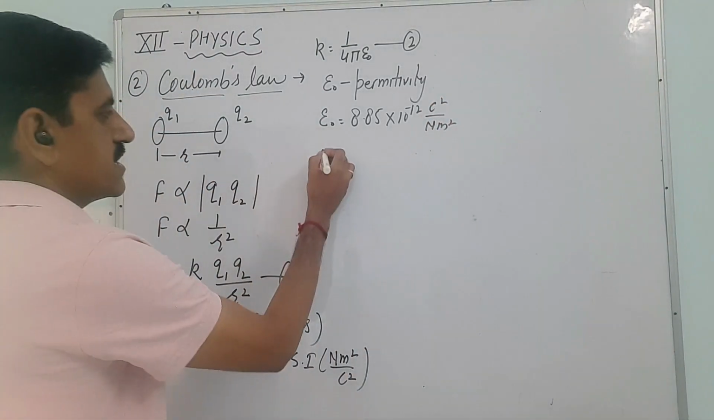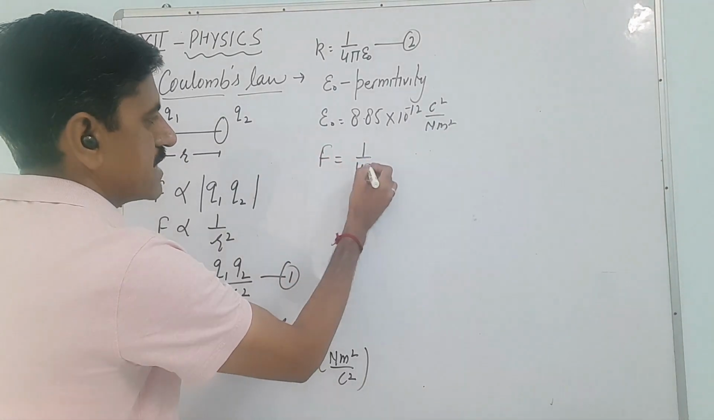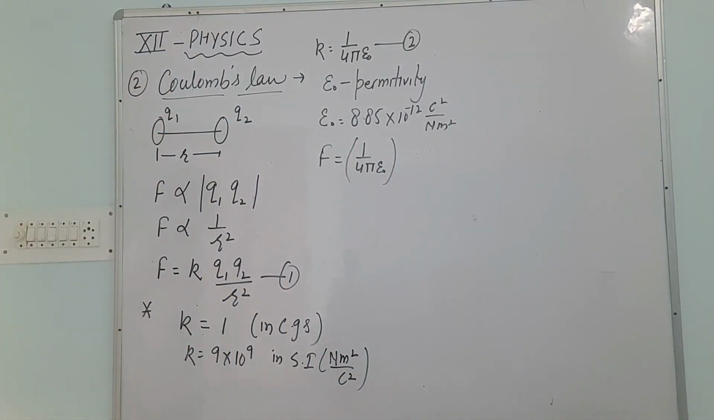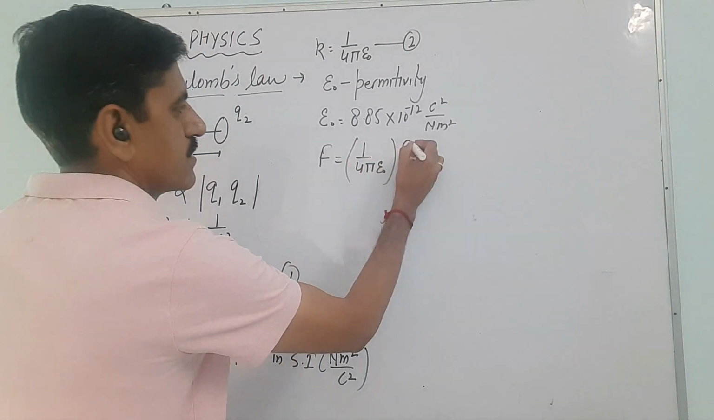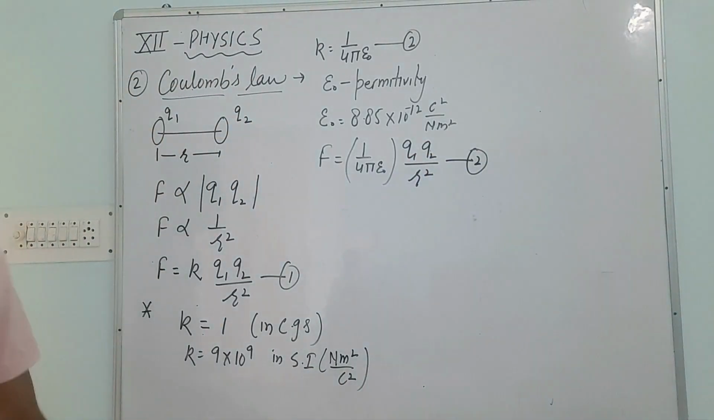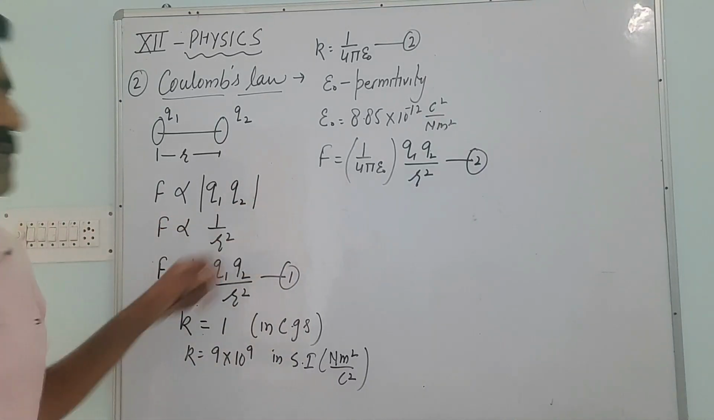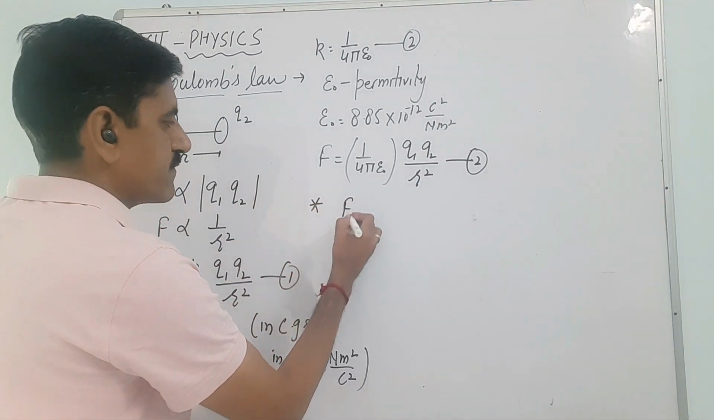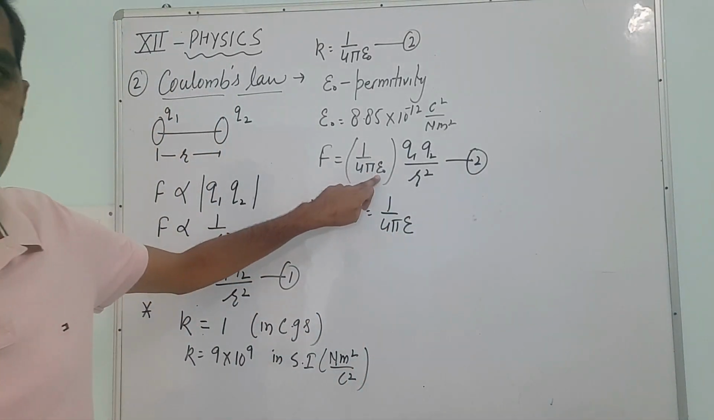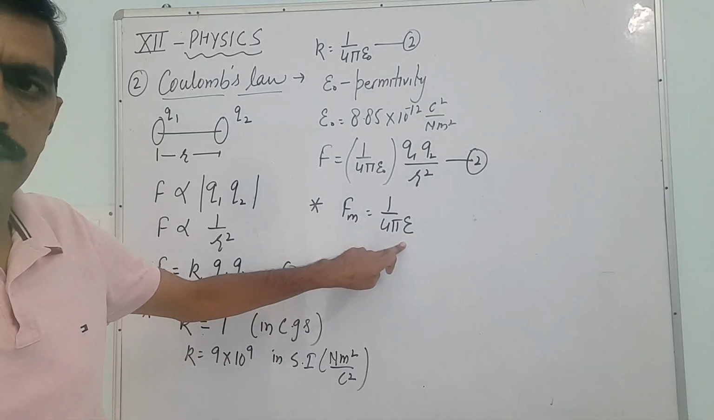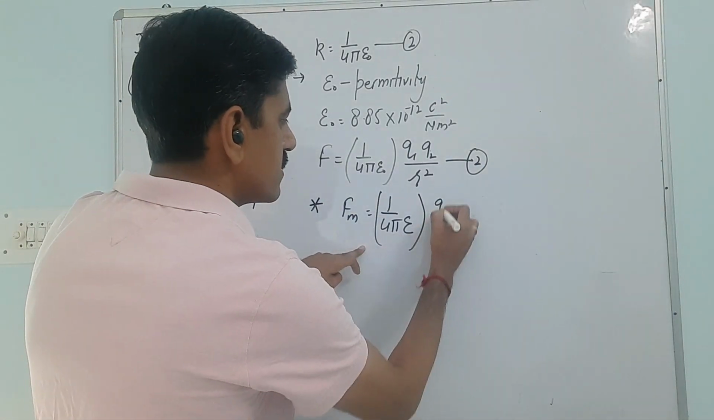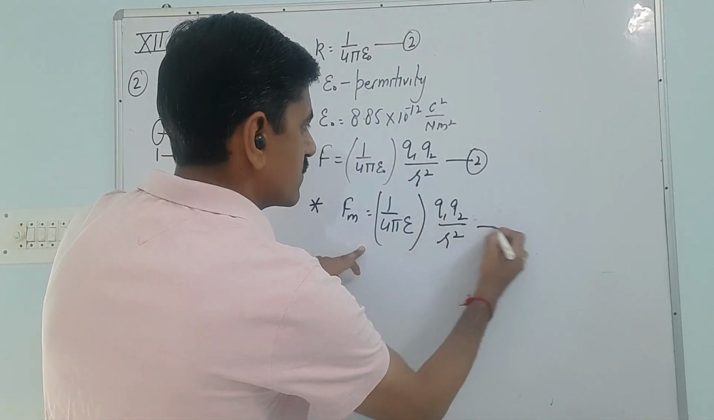So the formula, that is Coulomb's law, can be written as 1 upon 4 pi epsilon 0, into q1 q2 by r square. So if two charges are placed in a medium, then the formula becomes 1 upon 4 pi epsilon, where epsilon 0 is now replaced with another parameter. This is the permittivity of a medium, right? It's q1 q2 by r square.